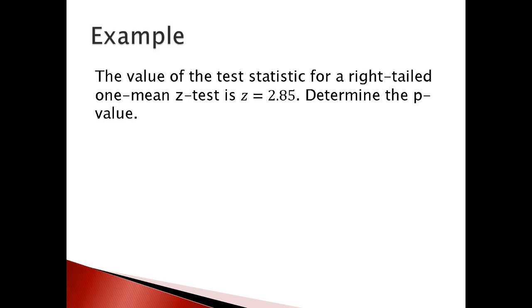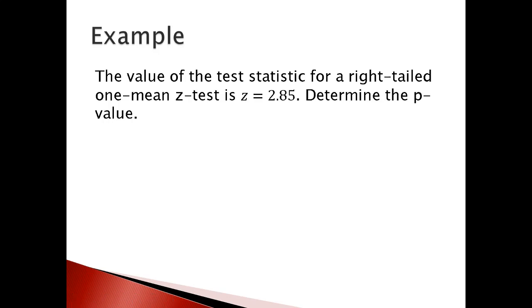Let's say we know the test statistic, or we know the z value. How do you determine the p value? For this example, the value of the test statistic for a right tail one mean z test is 2.85. Now determine the p value. Remember, for the p value you need to find the area. Here it's a right tail test, so you need to find the area to the right.